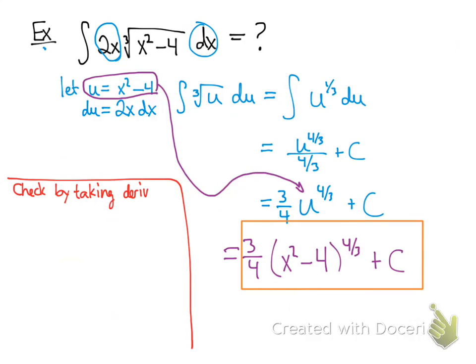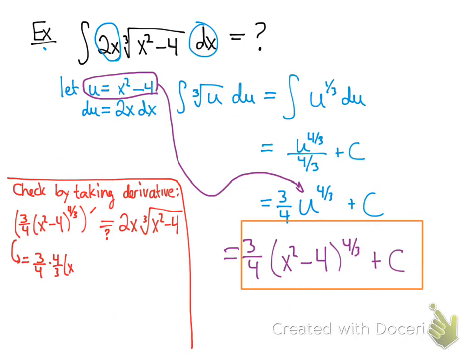Remember, you can always check antiderivatives, check indefinite integrals, by taking the derivative of your answer. So, is the derivative of my answer equal to this thing I want, 2x times the cube root of x squared minus 4? Well, the derivative of my answer, it's something to the 4/3, so I bring down the 4/3 and then reduce the power by 1, so that makes the power 1/3. And then the chain rule says I have to multiply by the derivative of what's inside, so I have to multiply by 2x. Rearranging that, and I just get exactly what I was hoping to get. So my antiderivative is correct. Right, so that's the substitution rule.